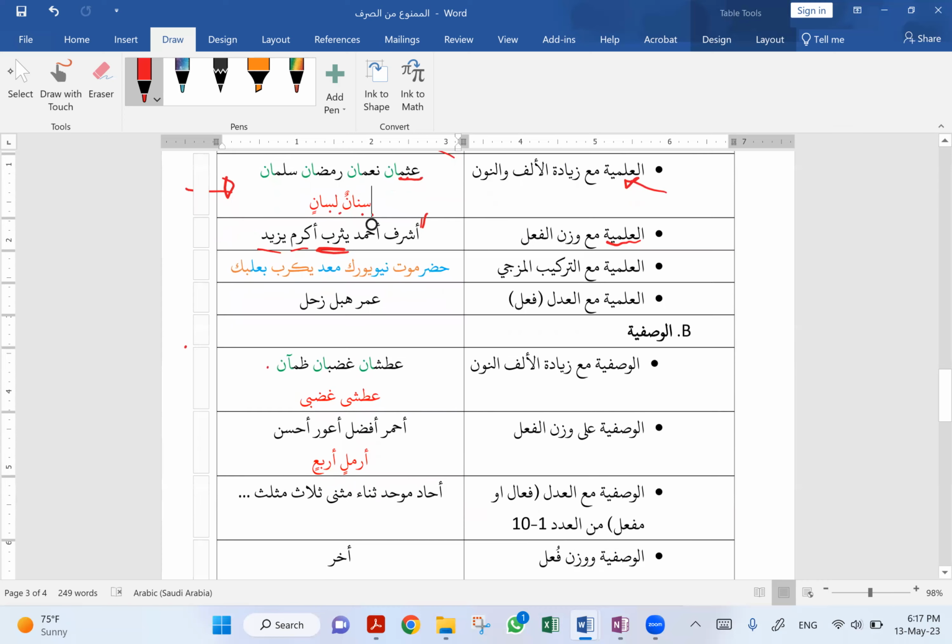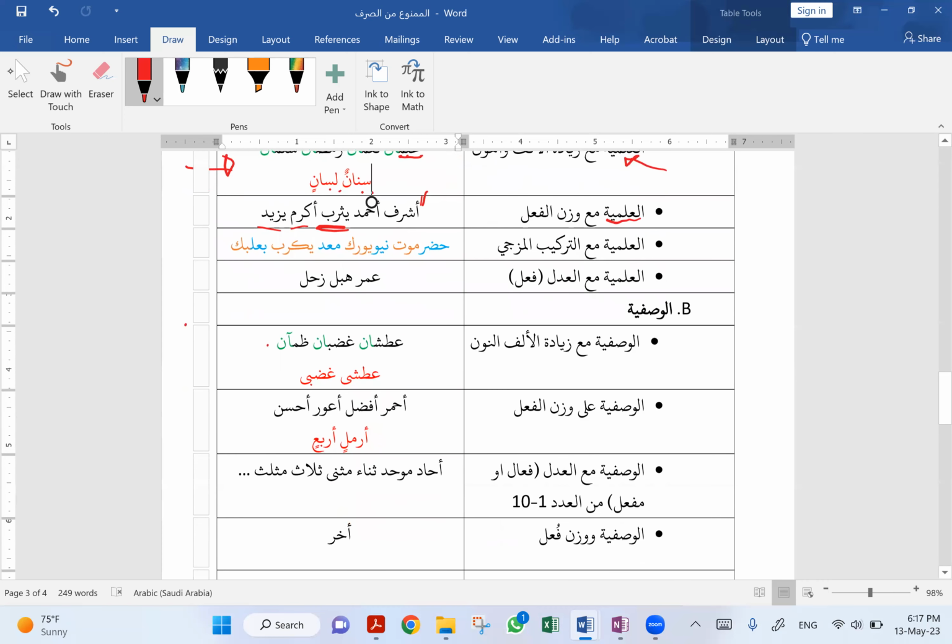Okay. Then we have the other category, العلمية مع التركيب المزجي. Now this is, I think, what we covered last time. In the exercises we were doing, we met some of these words: حضرموت, New York, معد يكرب, بعل بكو.